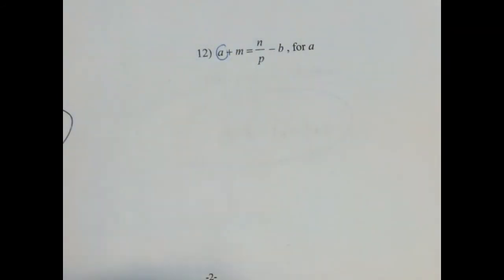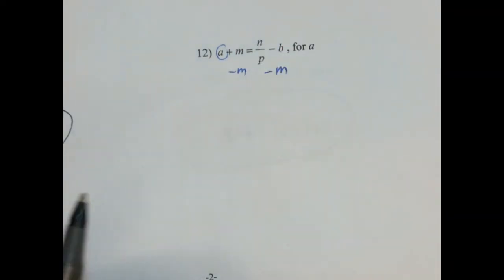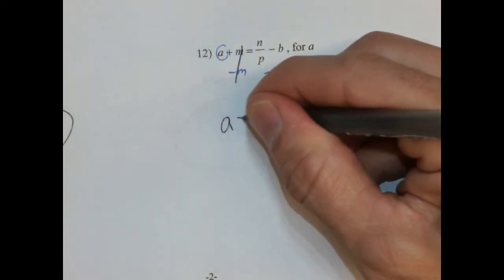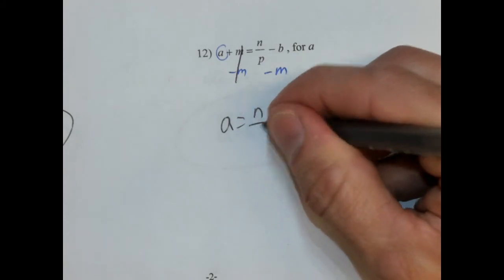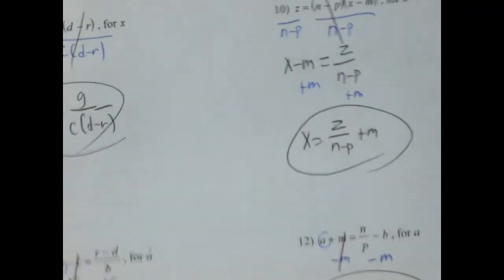Okay, last one. We're going to solve for a. So we just have to do the inverse operation, which is going to be subtraction. So we're going to subtract m from both sides. So we're going to have a equals all of this minus m. So n over (p − b) minus m. Let me zoom out.